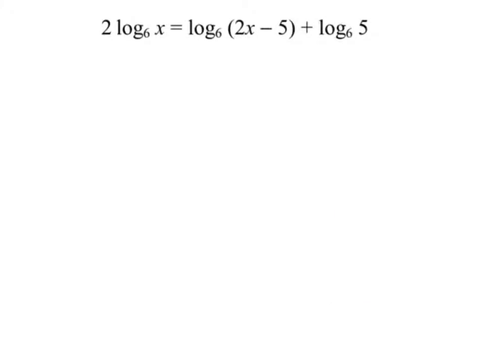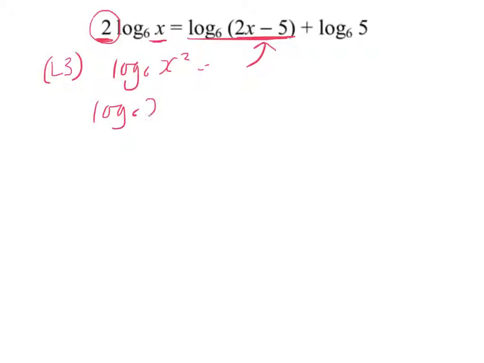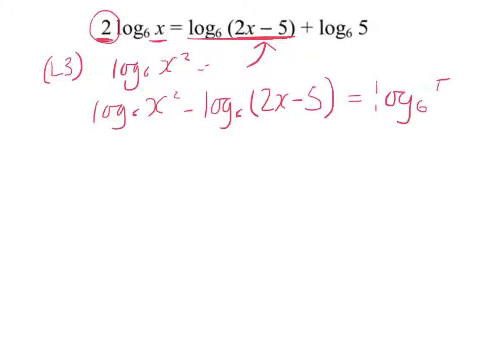Now for this example we are going to be using L1, L2 and L3. So first we're going to use L3 to get rid of this 2, because it's not helpful being at the front of a log like that. So by L3 we write this as log to the base 6 of x squared equals, and then just that bit. Now we want to get all the things to do with x on the same side. So let's take away this from both sides, and so we get log to the base 6 of x squared take log to the base 6 of 2x take 5 equals log to the base 6 of 5.